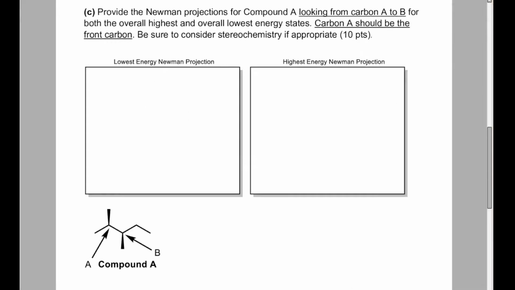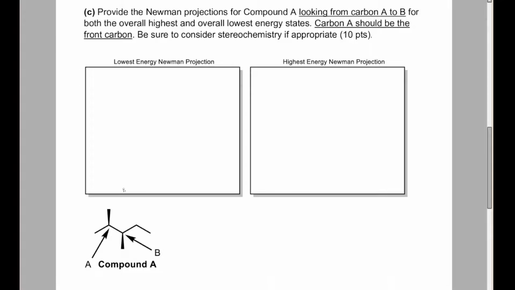(5c) Provide the Newman projections for compound A looking from carbon A to B for both the overall highest and overall lowest energy states. Carbon A should be the front carbon. Be sure to consider stereochemistry if appropriate. So I've already moved down compound A over here so that we can more easily see it and not have to flip between pages or anything.